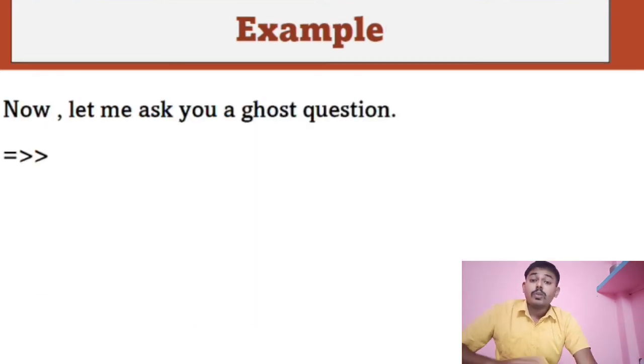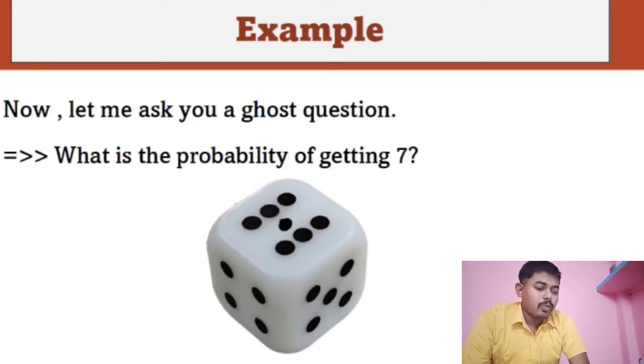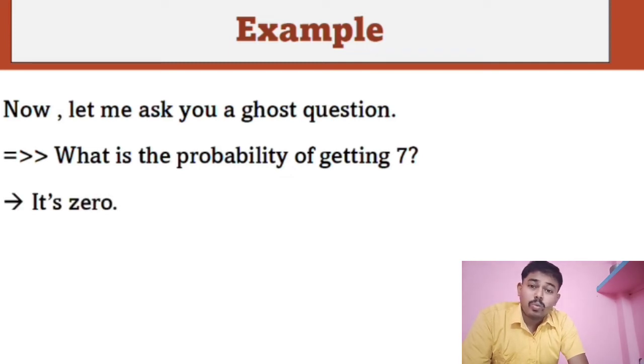So let me ask you a ghost question. Why it is a ghost question, you will definitely understand. What is the probability of getting number 7 when rolling a dice? Is there any probability or possibility? The answer is no. Why? Because in a dice there is no number 7. So its probability is 0.